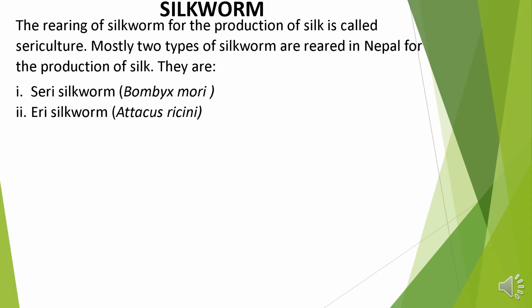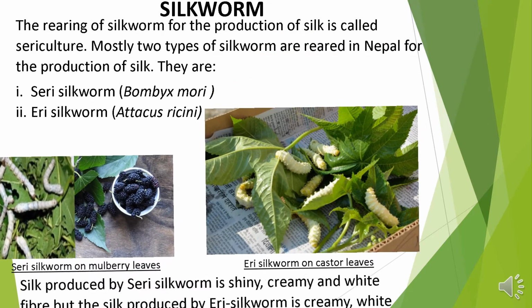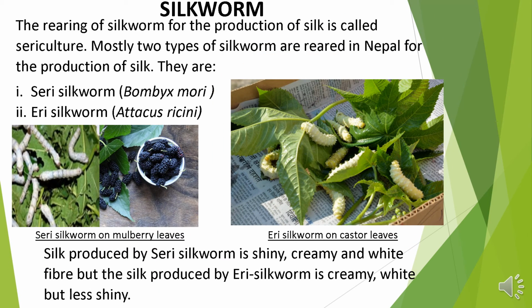And the rearing of silkworm for the production of silk is known as sericulture. Mostly two types of silkworms are reared in Nepal for the production of silk, that is seri silkworm and airy silkworm. Let's see what is the difference between them.